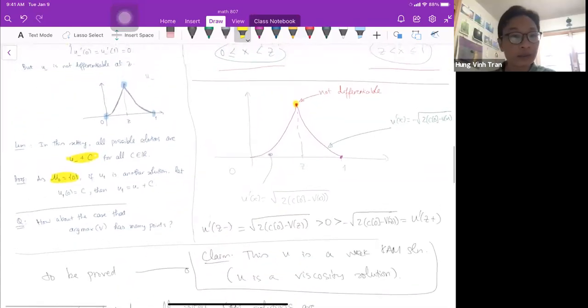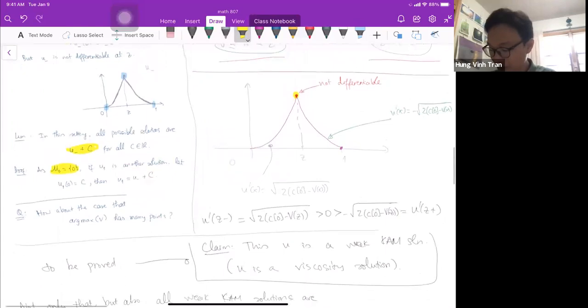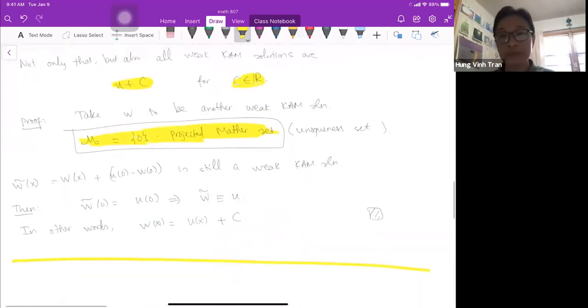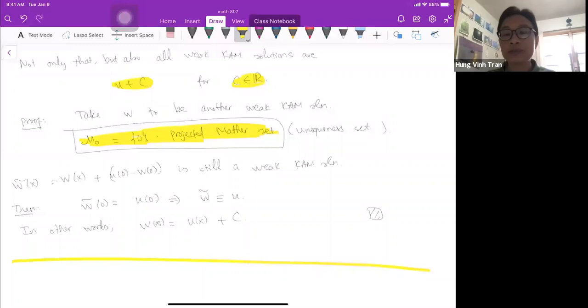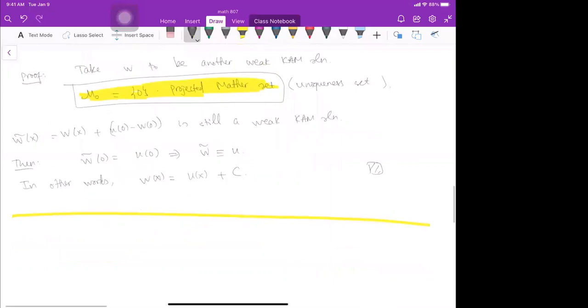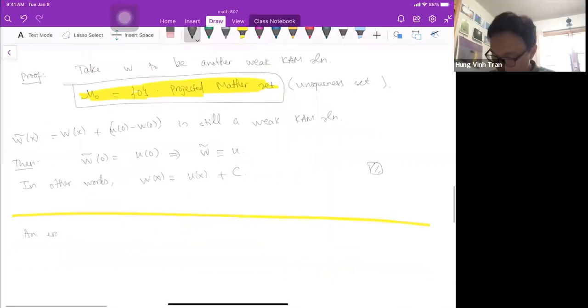Yeah, go ahead. So in that last step there, we know that W tilde 0 agrees with U 0. Why does that allow us to conclude that the two functions are the same? Oh yes, because we proved an earlier result. I forgot in which lecture. It's actually good to record here that we have uniqueness with respect to the projected matter set.